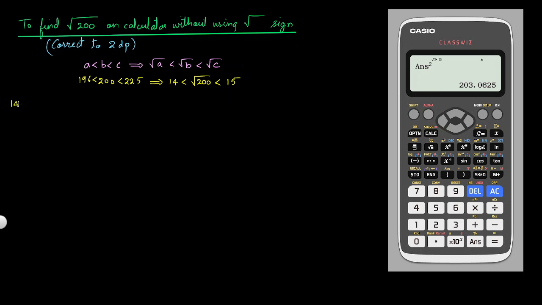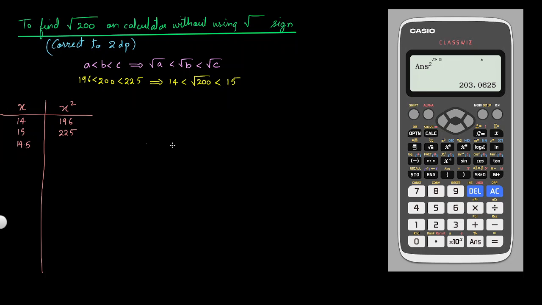Let's say this is my x, and this is my x squared. I just need to keep trying some values, which will give me a list. So let's start with 14. 14 squared is 196. 15 squared is 225. It's between that, so let me try with 14.5.